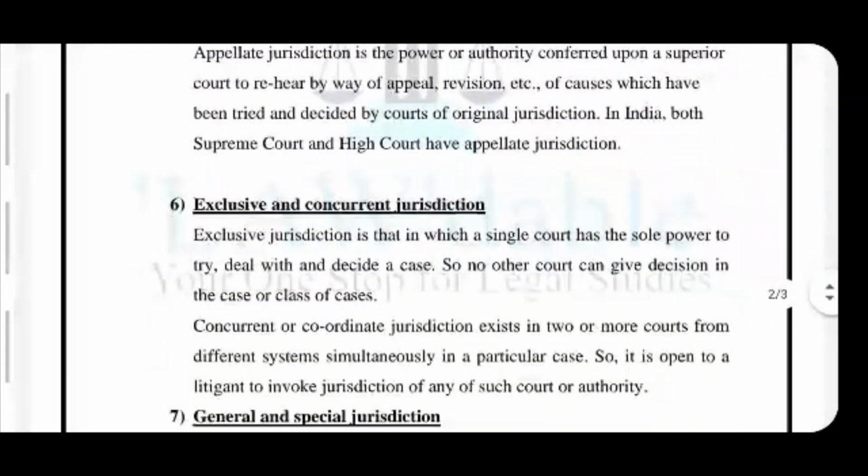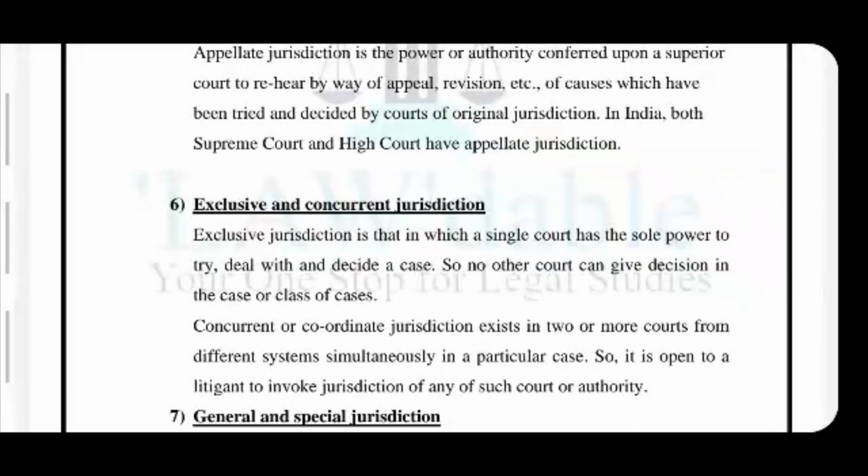Exclusive jurisdiction is that in which a particular single court has the sole jurisdiction to decide the case. So no other court can take up matters related to that, because only that court has exclusive jurisdiction to try those cases. And concurrent jurisdiction is when two or more courts have similar types of jurisdiction or authority to try matters.